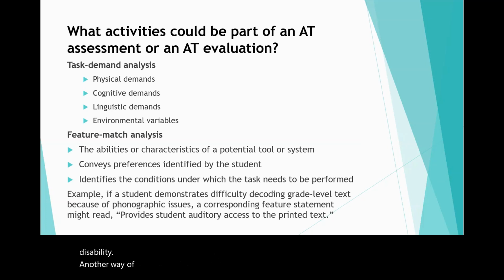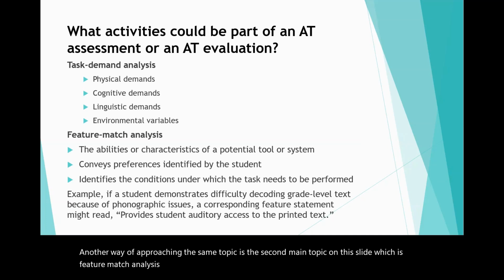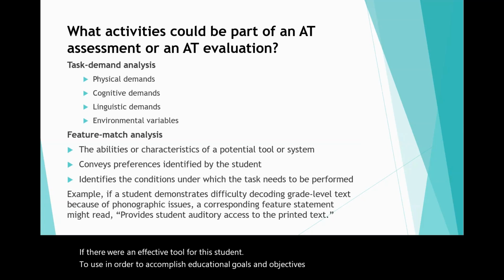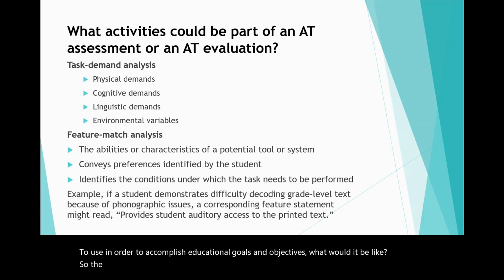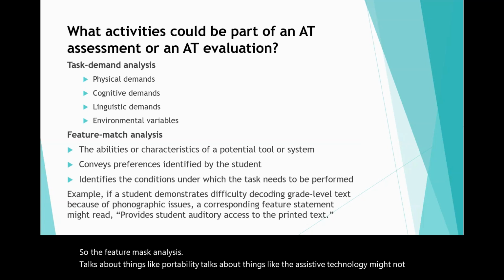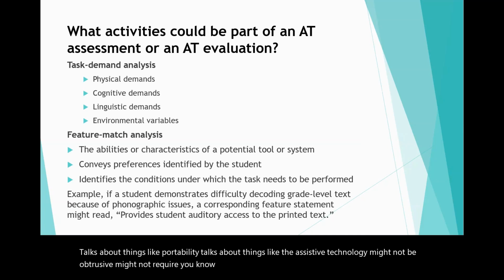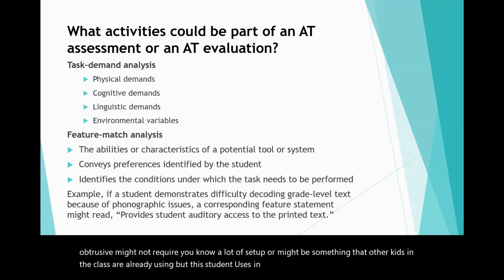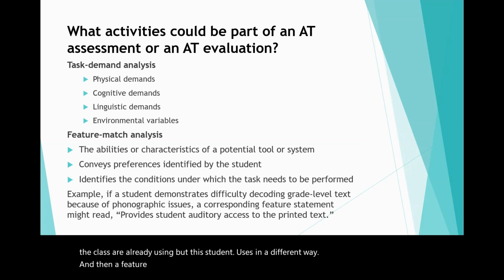Another way of approaching this same topic is the second main topic on this slide, which is feature match analysis. The team, if they're doing a feature match analysis, asks the question, if there were an effective tool for this student to use in order to accomplish educational goals and objectives, what would it be like? So the feature match analysis talks about things like portability, talks about things like the assistive technology might not be obtrusive, might not require a lot of setup, or might be something that other kids in the class are already using, but this student uses in a different way.